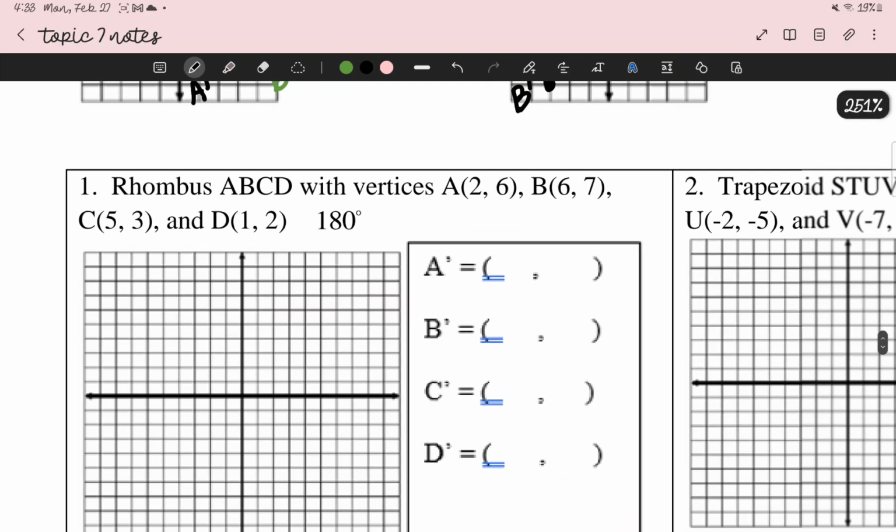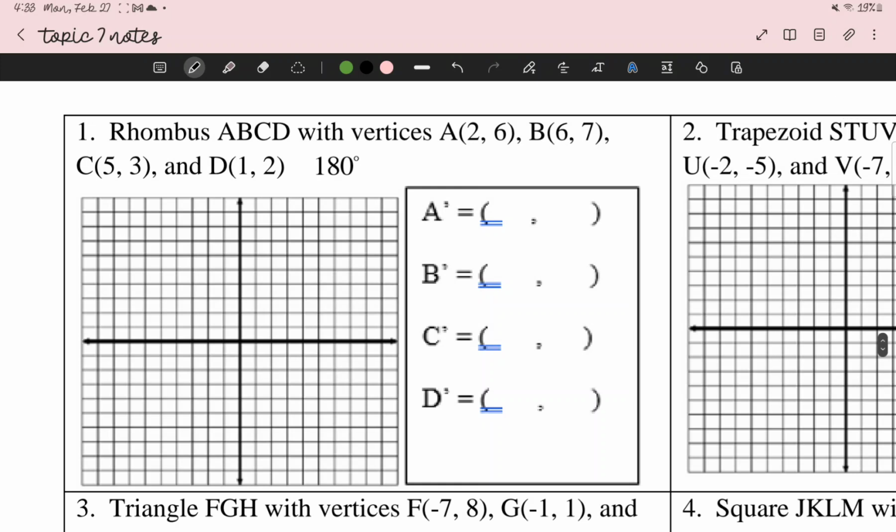Number 1 here: rhombus ABCD with vertices A, B, C, D, and they want us to do a 180-degree rotation. Again, it doesn't really matter which direction when you get there. So we're going to put these points here as well. I'm going to have my 2, 6. Go ahead and graph that. That is point A. 6, 7 is point B. 5, 3 is point C. And 1, 2 is point D. We've got my rhombus here.